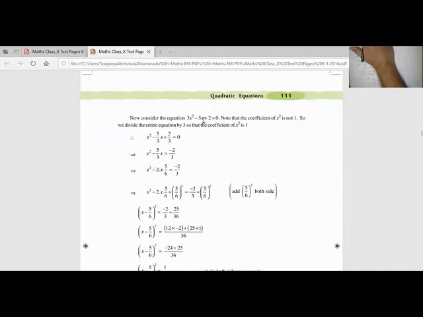Now consider this equation: 3x square minus 5x plus 2.